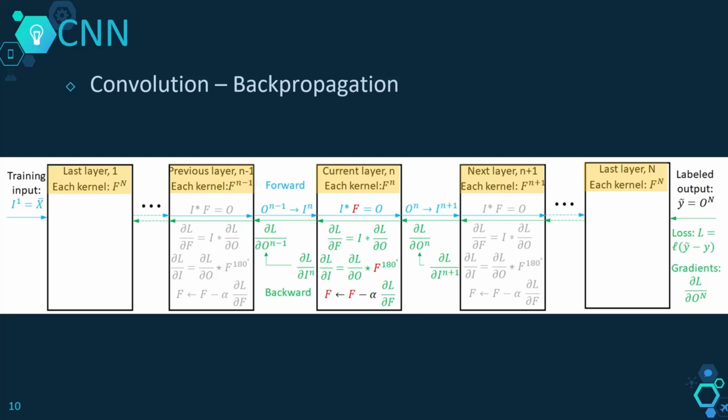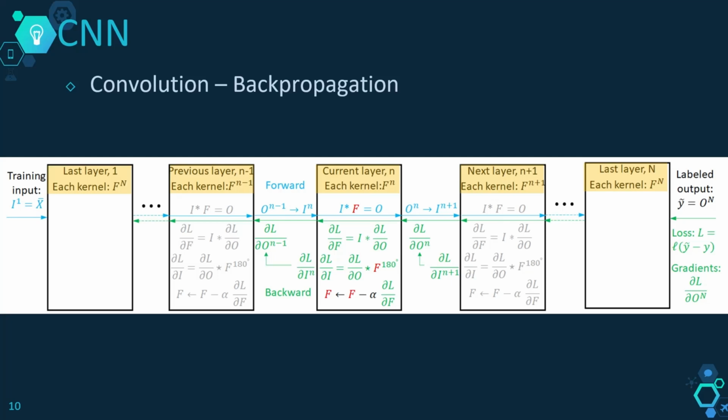But to get partial L, partial F, we need to do a few things. Later on I will show you how to do this. If you do the deduction yourself, you will find that it equals I dot product partial L, partial O. O is the output of the current layer. And partial L, partial O, we need to calculate this one so we can get partial L, partial F. Then partial L, partial O, how to get it?